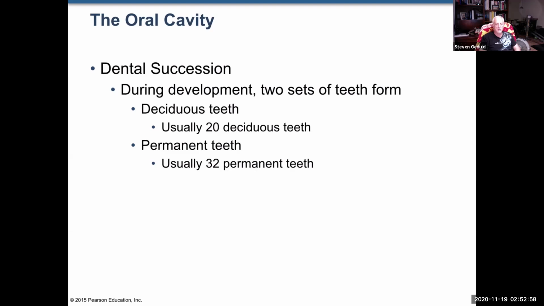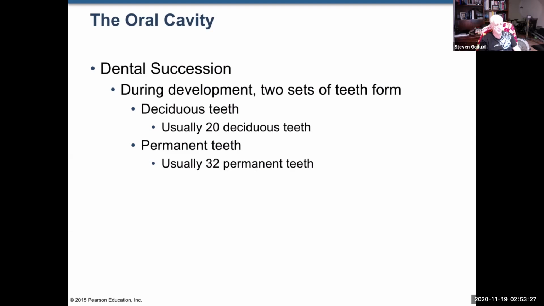Now, more and more people are not getting wisdom teeth anymore. Our diets are a lot softer. We're not chewing as hard. We're not utilizing our jaw muscles. So over evolution through time, we're not developing wisdom teeth. So I've got a lot of patients right now who just don't have any wisdom teeth. They just think they're on top of the evolutionary scale. But we're seeing less and less wisdom teeth as we go through here. We're not using our jaws as much because we're cooking our food, making it more tender.